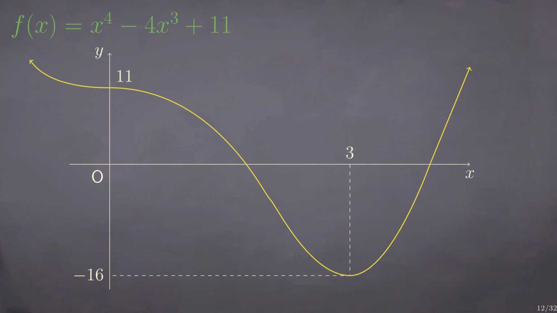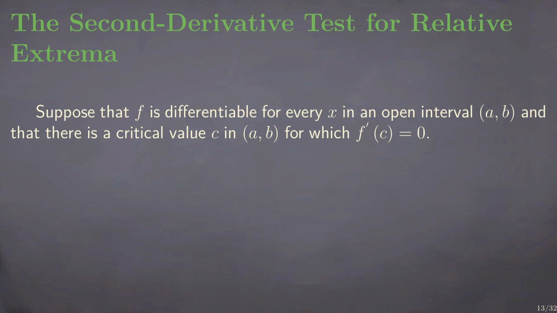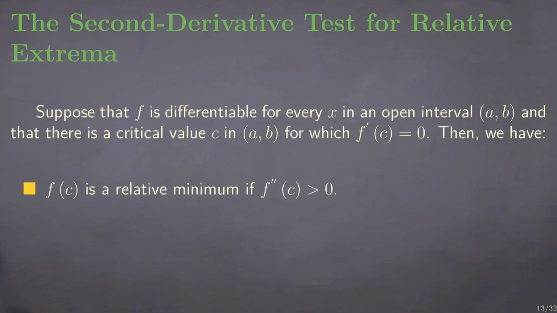Before going to concavity, the second derivative of f can tell us about relative extrema too. Suppose that f is differentiable for every x in an open interval from a to b, and there is a critical value c in that interval for which the derivative of f at x equals c is 0. Then if the second derivative of f at x equals c is positive, then f of c is a relative minimum. And in case the second derivative of f at x equals c is negative, then f of c is a relative maximum.